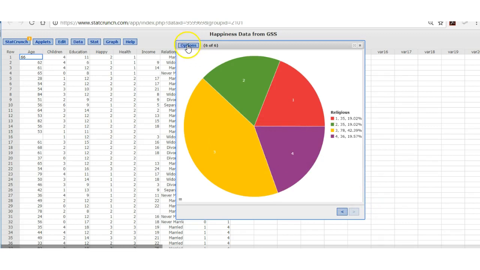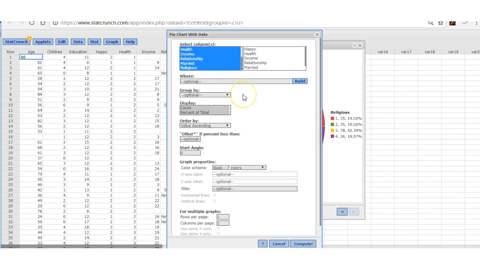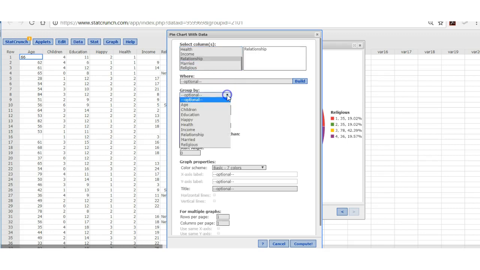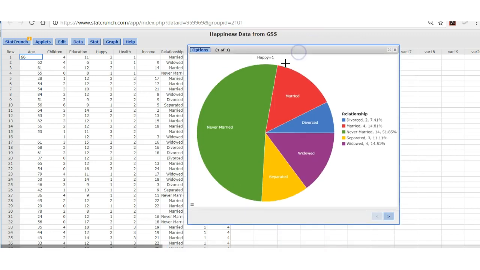Another thing we can do with pie charts is we can look at two different categorical variables at once. So we can do a group by with this also. So for this one, let's do relationship, and let's look at how that's related to the happy variable. So I'm going to group by happy. Now what this does is it gives us 3 different pie charts, one for each different response to happy. So this was the ones that said they were not very happy. We can see a lot of those are never married.